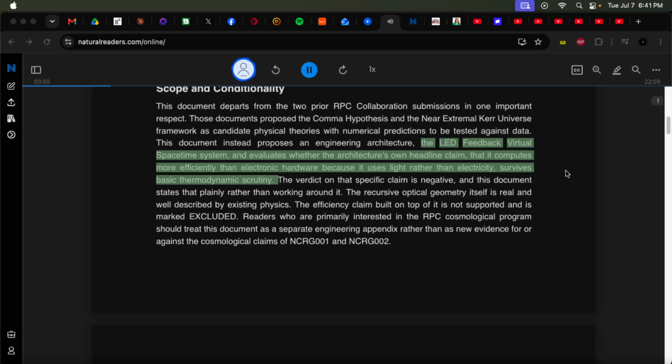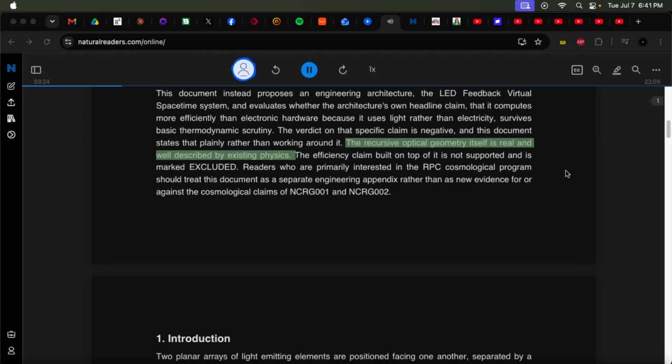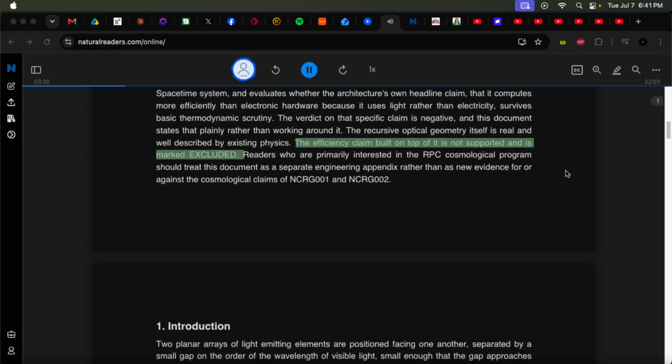the architecture's own headline claim, that it computes more efficiently than electronic hardware because it uses light rather than electricity, survives basic thermodynamic scrutiny. The verdict on that specific claim is negative, and this document states that plainly rather than working around it. The recursive optical geometry itself is real and well described by existing physics. The efficiency claim built on top of it is not supported and is marked excluded.